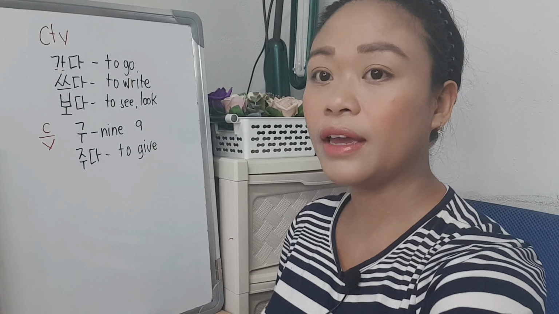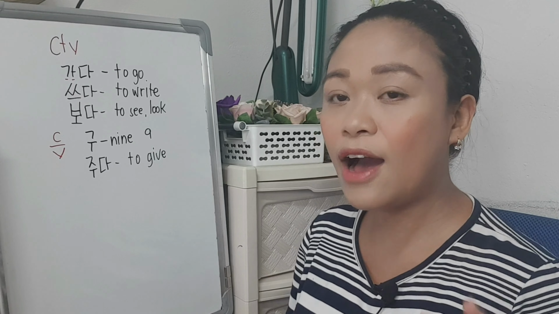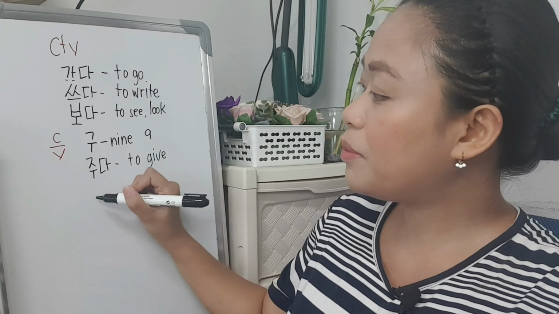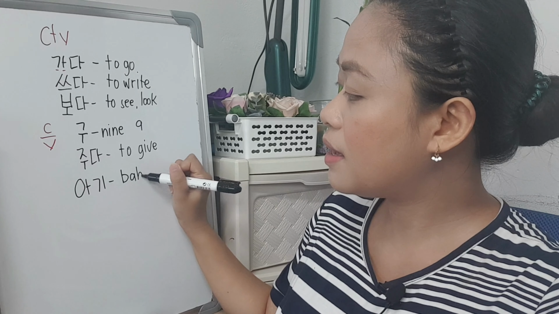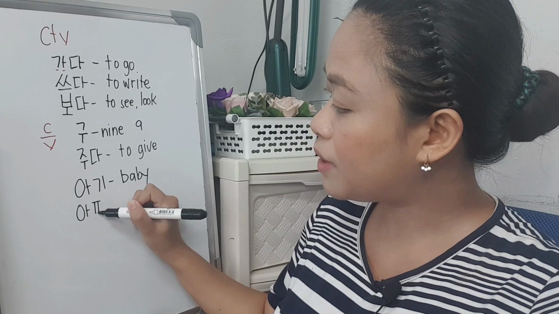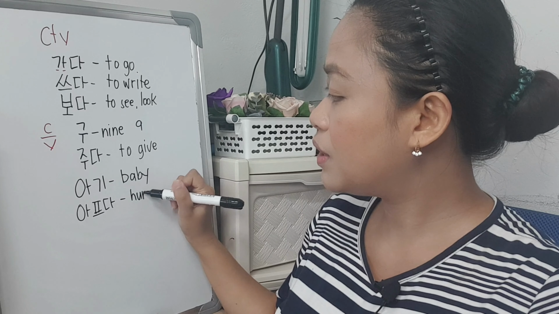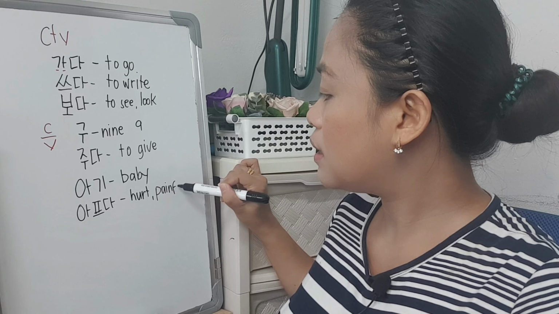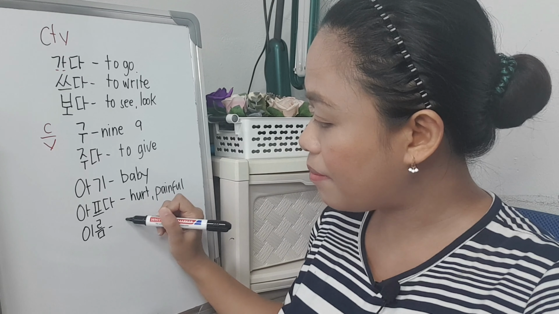Maybe you are asking me about how about the vowels? How can we write the vowels? For example, we have agi, or baby. And also apuda. Apayo. Hurt, or it is painful. 이름이 뭐예요? 이름, name.